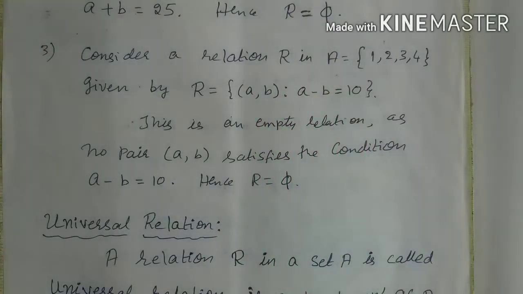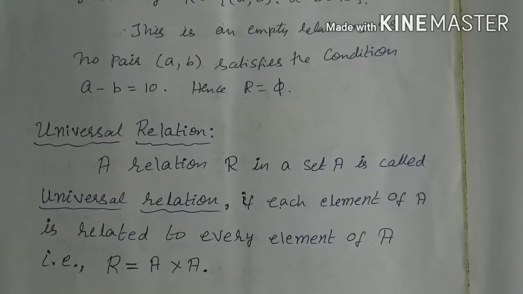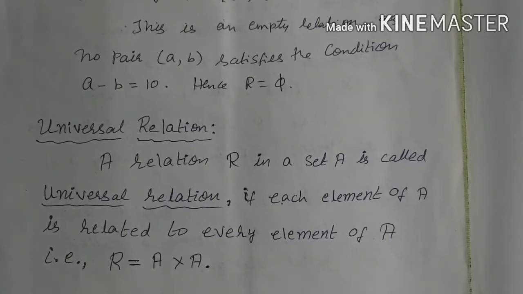Next we shall discuss what is meant by a universal relation. A relation R in a set A is called a universal relation if each element of A is related to every element of A, that is, R will be equal to A into A.